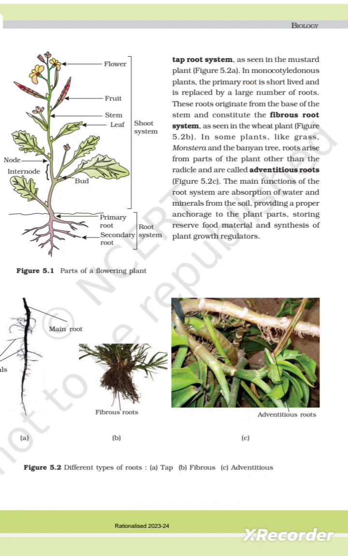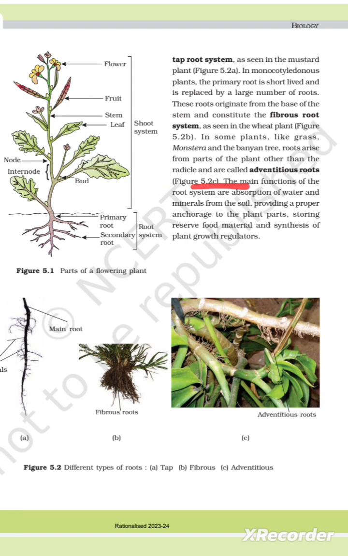In monocotyledonous plants, the primary root is short-lived and is replaced by a large number of roots. These roots originate from the base of the stem and constitute the fibrous root system, as seen in the wheat plant, Figure 5.2b. In some plants like grass, Monstera, and the banyan tree, roots arise from parts of the plant other than the radicle and are called adventitious roots.